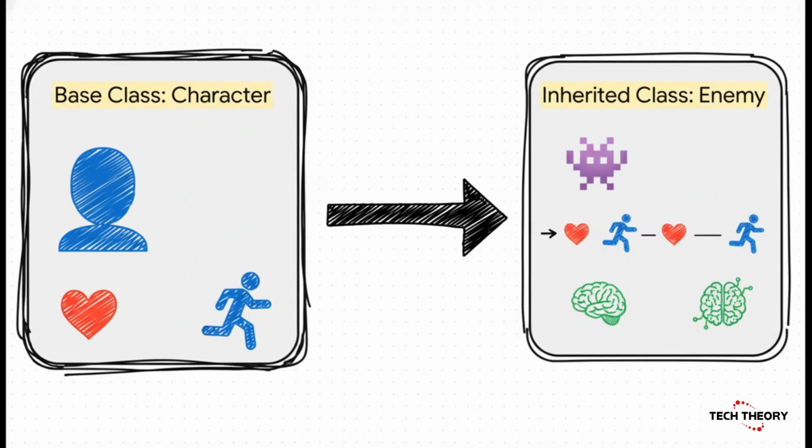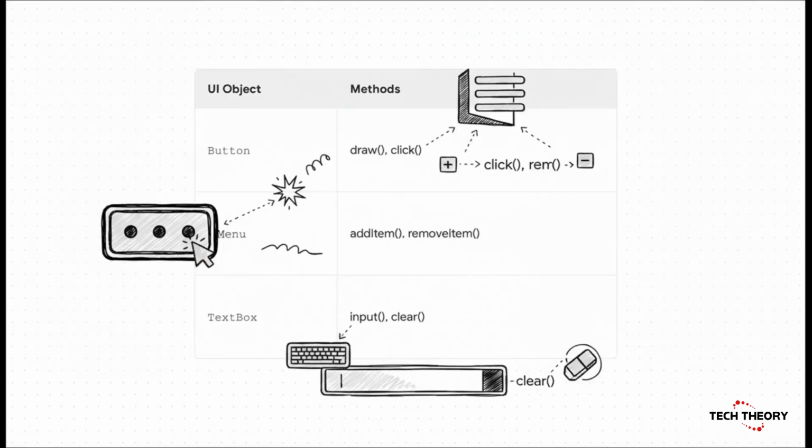And this right here, this is one of OOP's superpowers. It's called inheritance. You start with the generic character blueprint that has the basics, health, speed, the ability to move. Then, when you want to make a new enemy, it just inherits all of that stuff automatically, and you just add the new unique parts, like its special AI behavior. You don't have to code how to move over and over again. It's just pure efficiency.